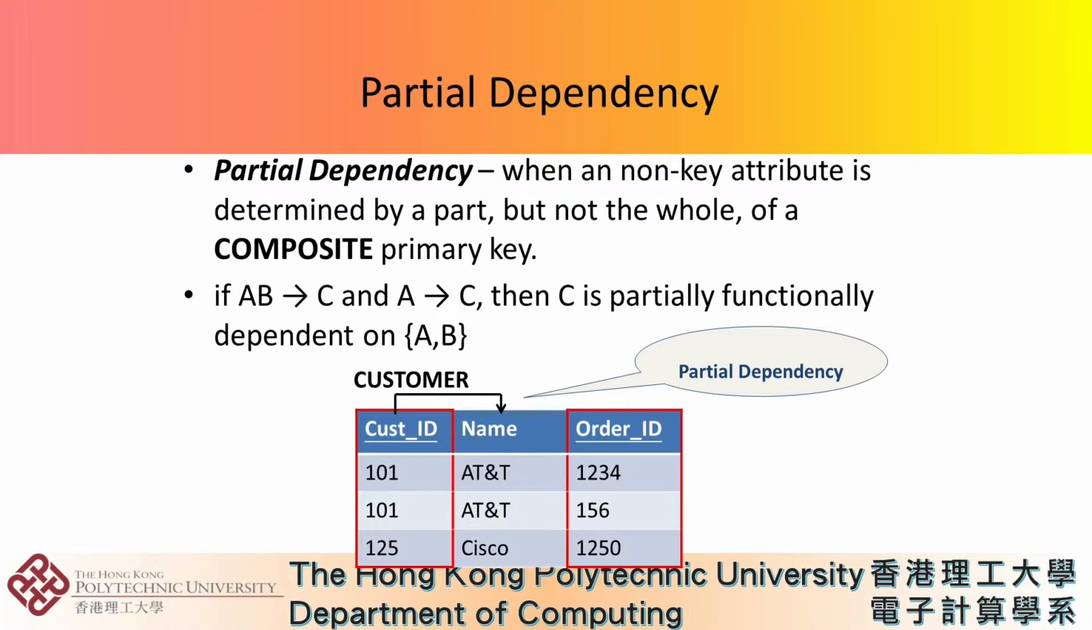Partial dependency occurs when a non-key attribute is determined by a part but not the whole of a composite primary key, which means if AB functionally determines C and A functionally determines C, then C is partially functionally dependent on AB. In this example, name is partially functionally dependent on the composite primary key, customer ID and order ID, because name only fully functionally depends on one of the keys, customer ID.